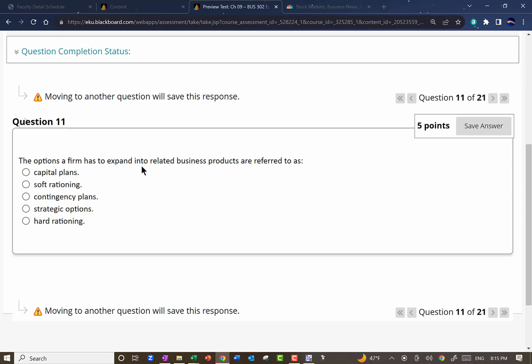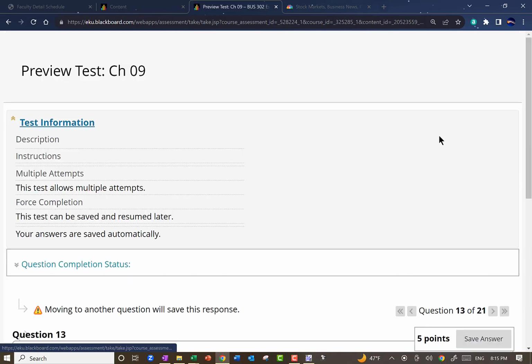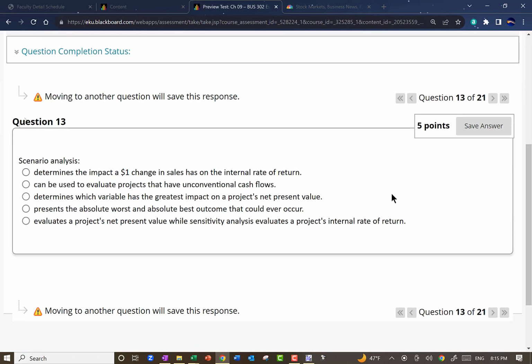The options a firm has to expand into, this came twice. Strategic options. A sunk cost. Tell me which one is the correct one. Exactly. Scenario analysis. Which one of these is correct?